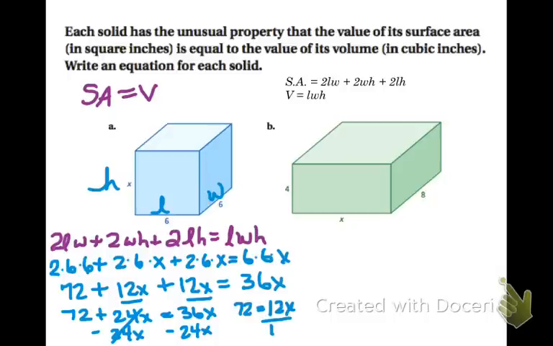Last step, divide both sides by the coefficient of x. And we'll find that x is equal to 6. So you could then substitute it back in and find your surface area and your volume, and that would be how you would check your work for both of those to make sure that you're doing them right.